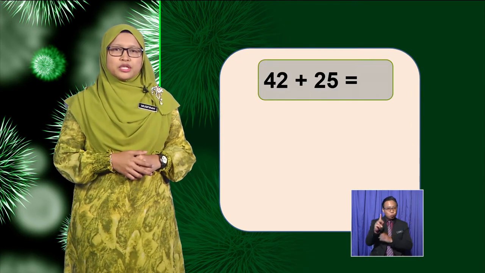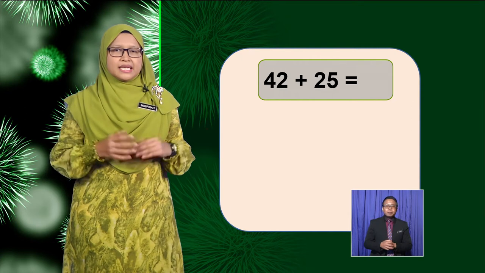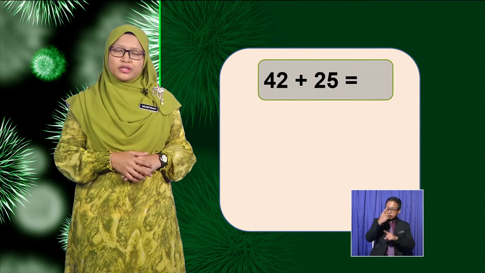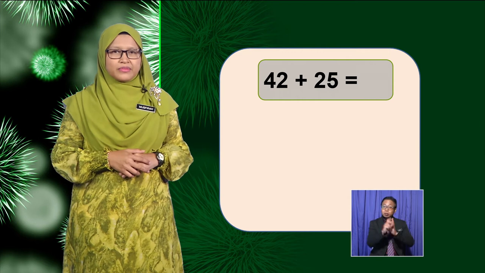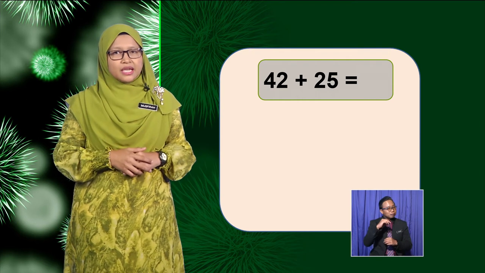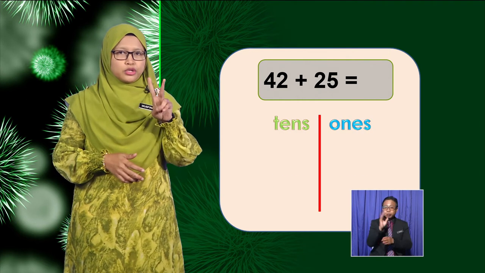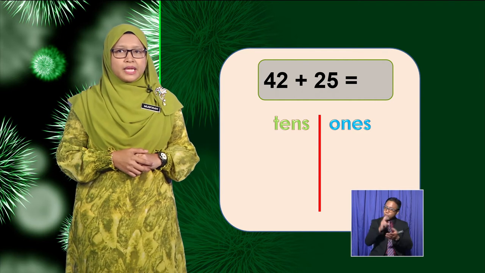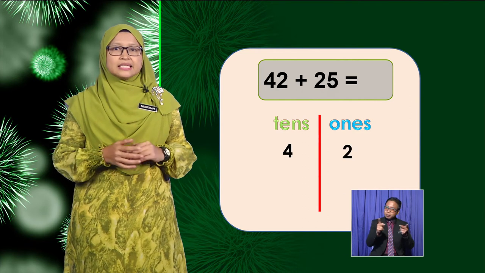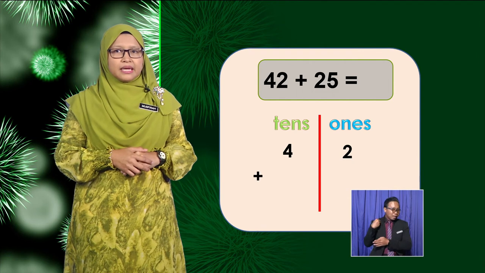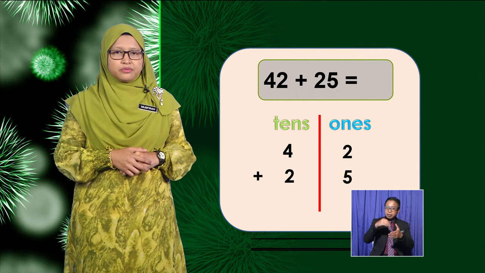Can we try with other numbers? 42 plus 25. What is the answer for 42 plus 25? Let us use standard form. Draw two columns for place value ones and tens. Write the number in the correct place value.